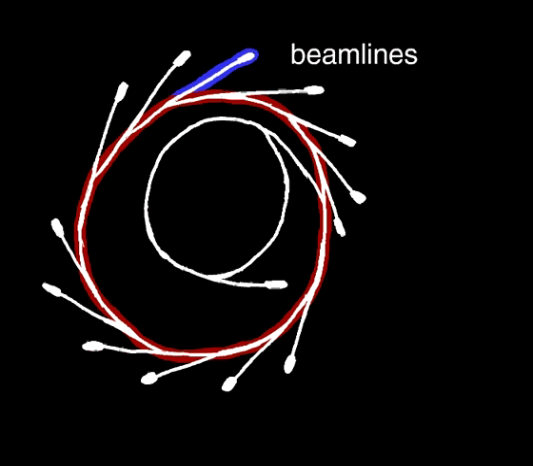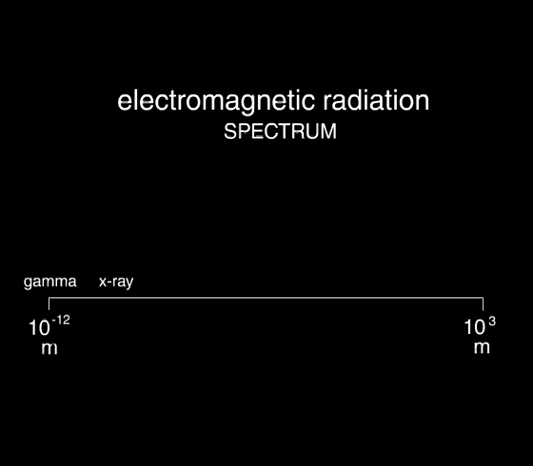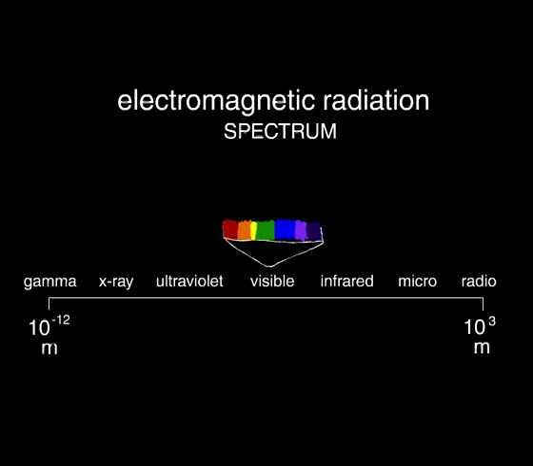So what's the difference between normal light and synchrotron light? To explain it properly, I'll quickly cover some basic facts about electromagnetic radiation. Depending on the wavelength of the radiation, electromagnetic radiation can come in many forms. The only type that our eyes can see is visible light, and this comes in our familiar colours of the rainbow.